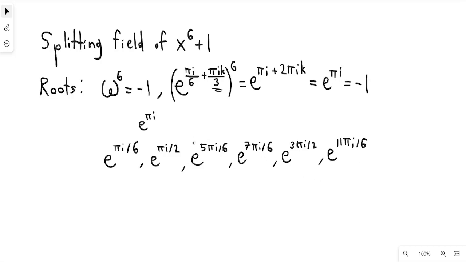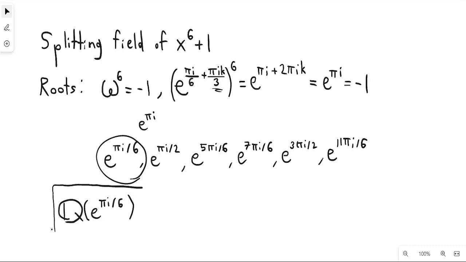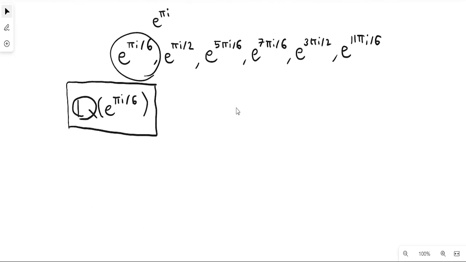Okay, but what's important about all of these is that they're all just powers of this first one. So that tells me that I only really need to adjoin e to the pi i over 6. And just by adjoining that, this gives me all of the other roots. So this is the splitting field of x to the 6 plus 1. Or it's one way to represent the splitting field.